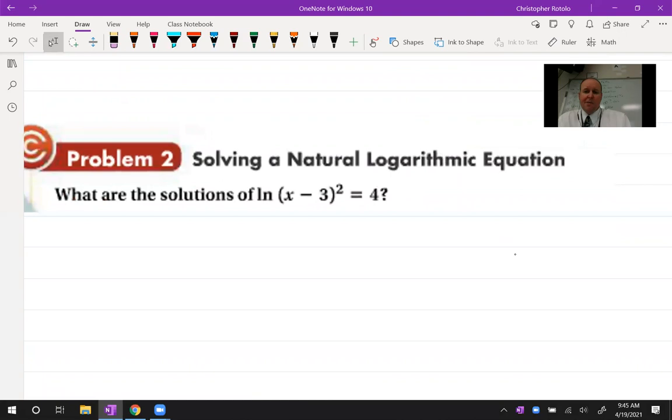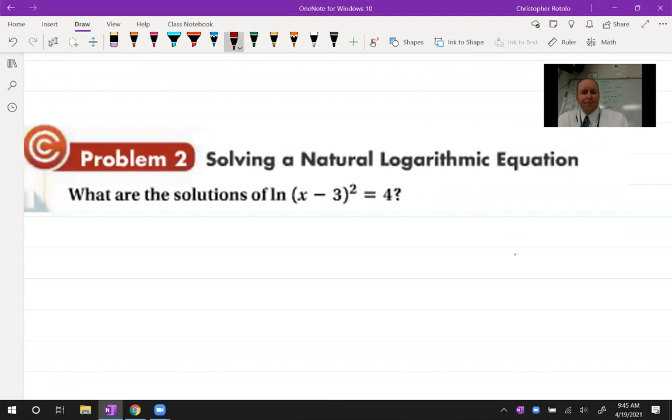The next one we're going to jump straight to. I'm not going to spend a lot of time on these because I don't want to take up your whole day. Remember, if there's no base, there's an e right here. It's log of x, so we're going to change it. If it's a logarithm, I have to change it to exponential. So e to the 4th power equals x minus 3 squared.